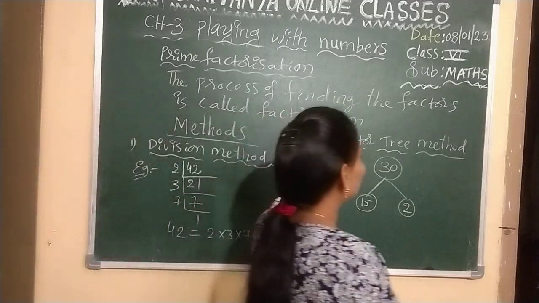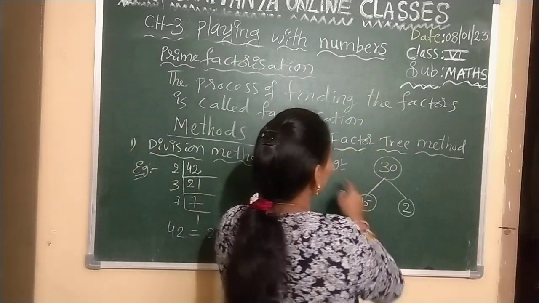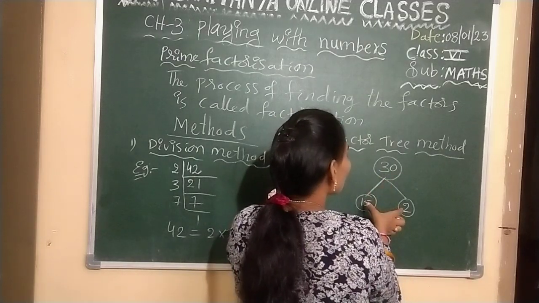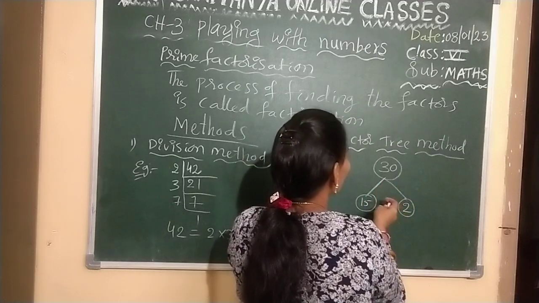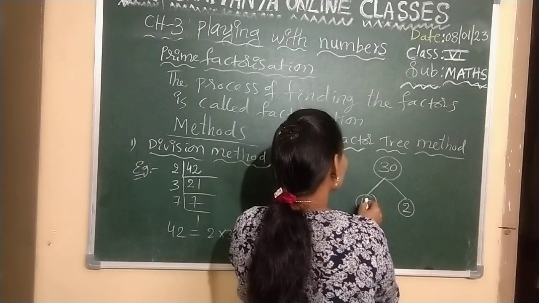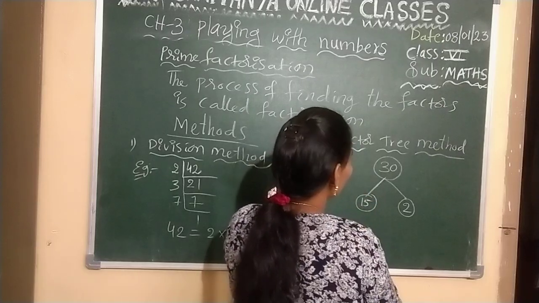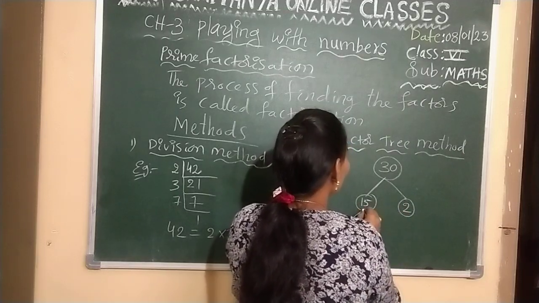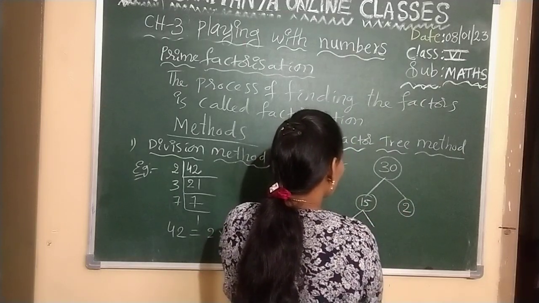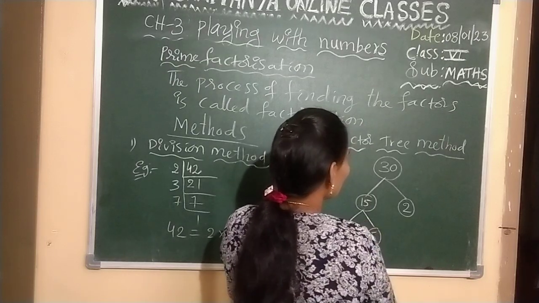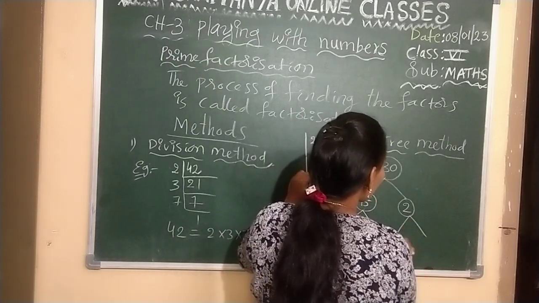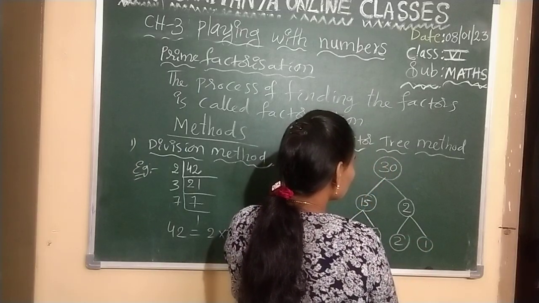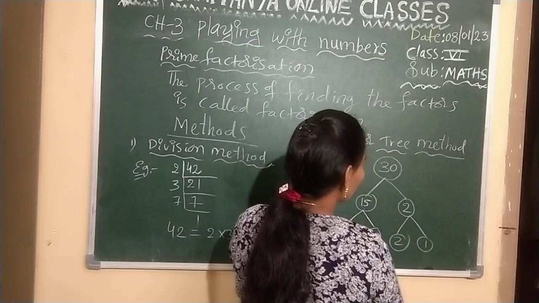Next, the factor tree method. Now example: 30. We can write 30 as a product of prime numbers. First, we can write the given number as a product of two numbers. Now, 30 we can write as 15 2s are 30. Now, 15 we can write as 3 5s are 15. 2 we can write as 2 1s are 2. 3 1s are 3, 5 1s are 5. Like that we can write.